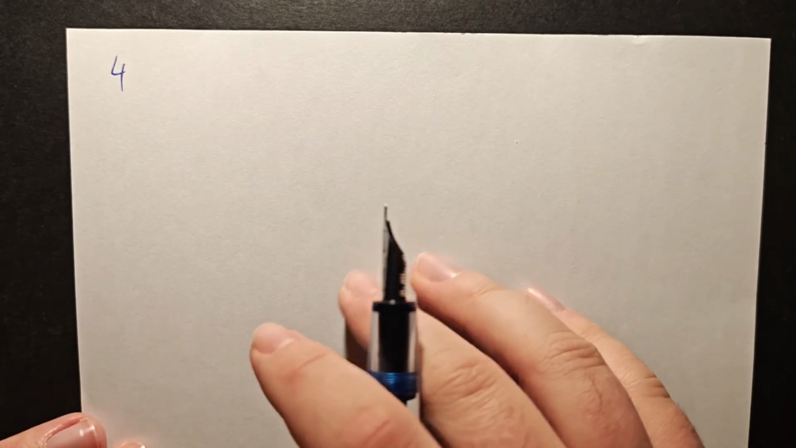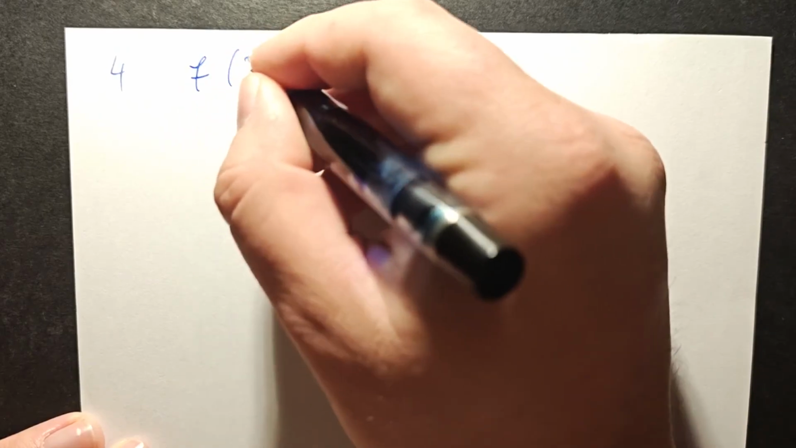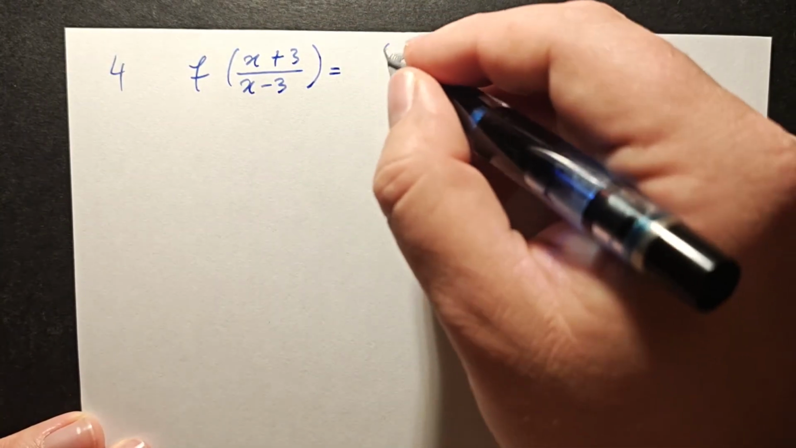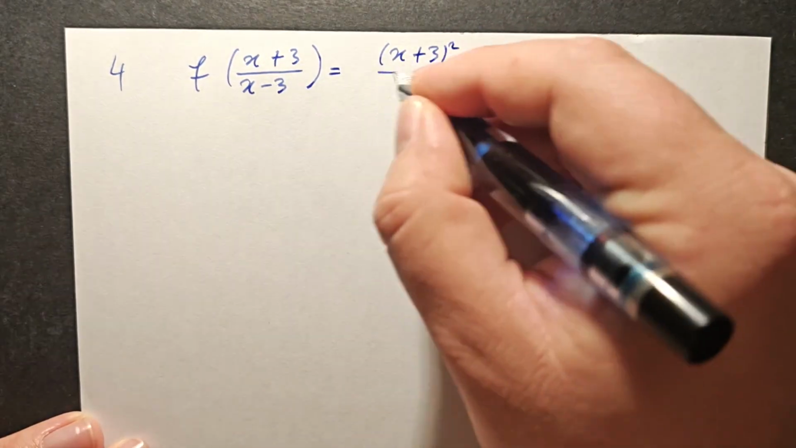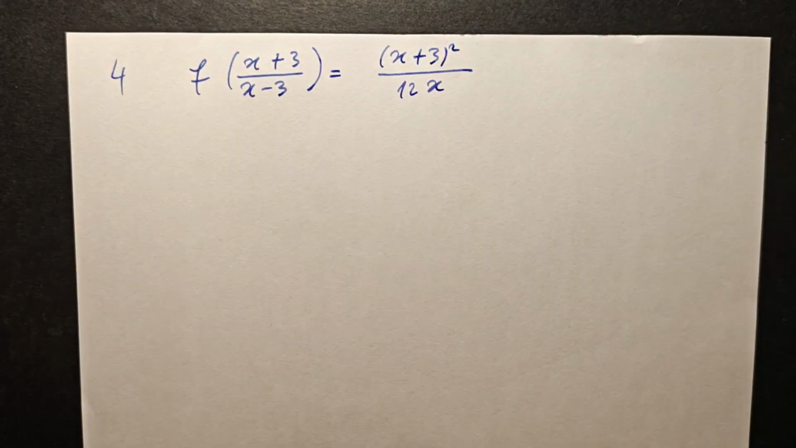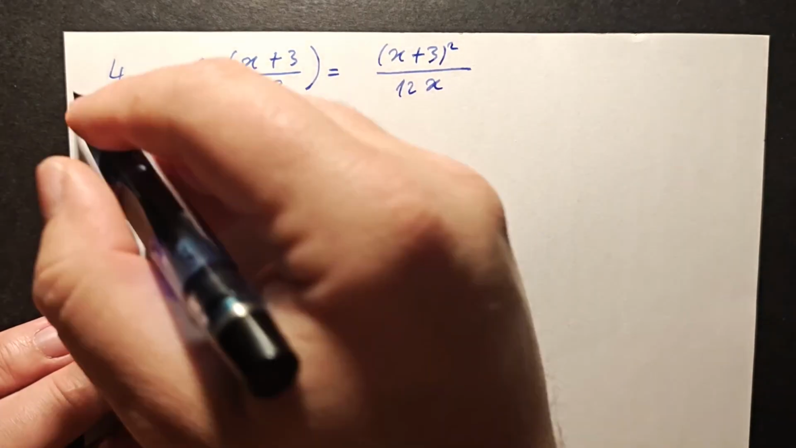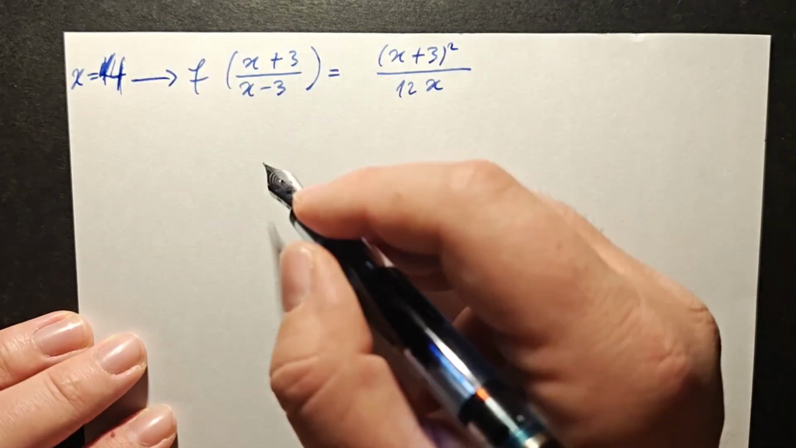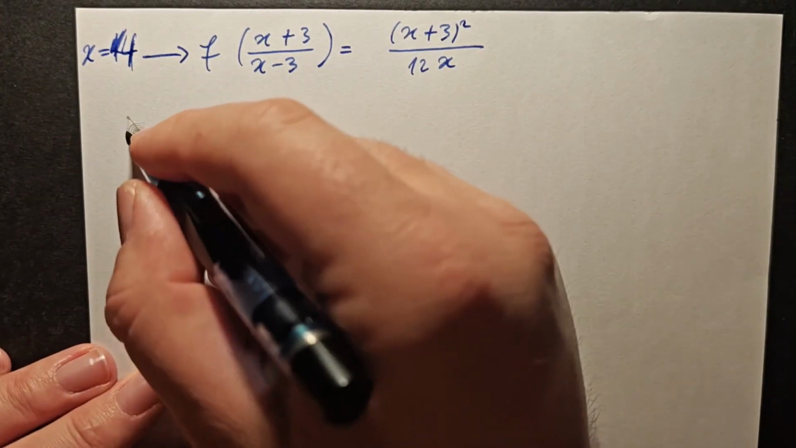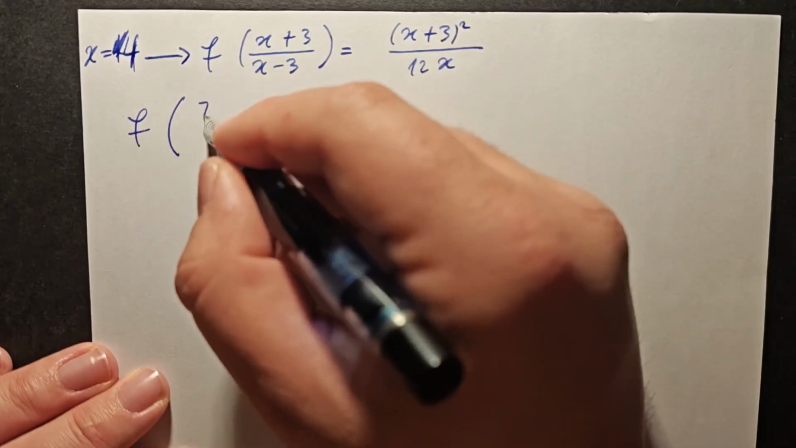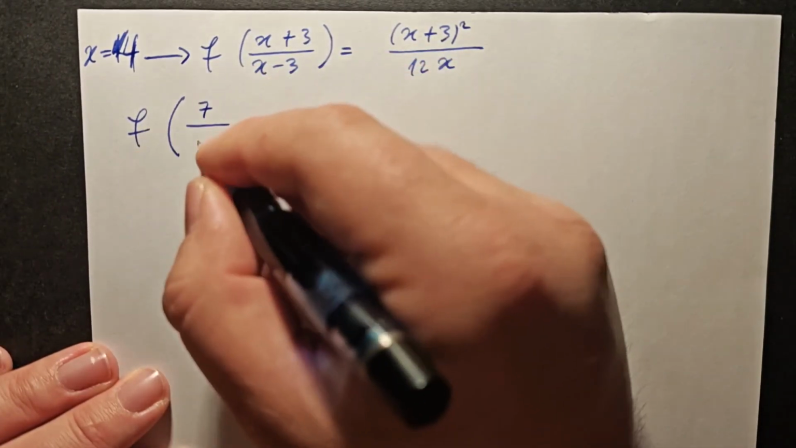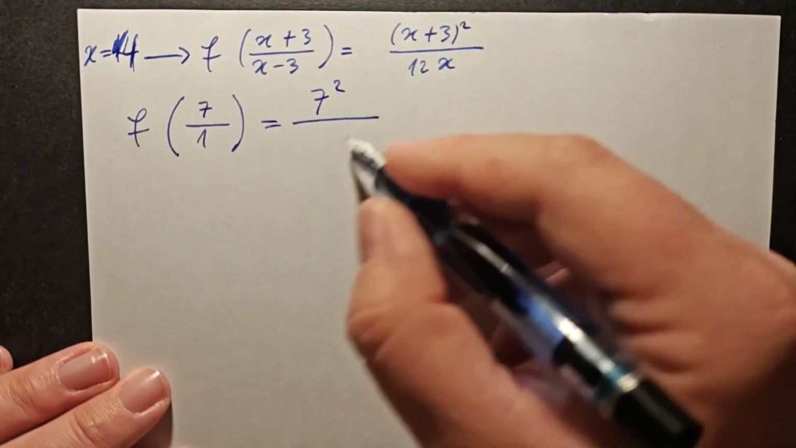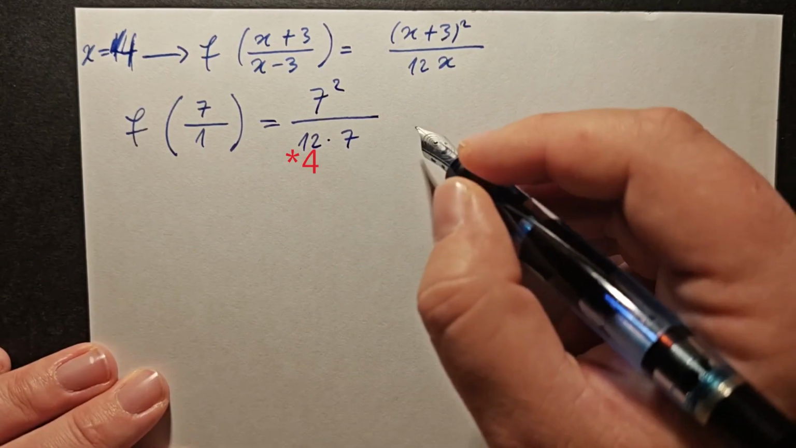So f of (x + 3)/(x − 3) is equal to (x + 3)² divided by 12x. For x equal to 4, when we plug this into the function f, we get that f of (4 + 3)/(4 − 3), 7 over 1, is equal to (4 + 3)², 7 squared, divided by 12 multiplied by 7.